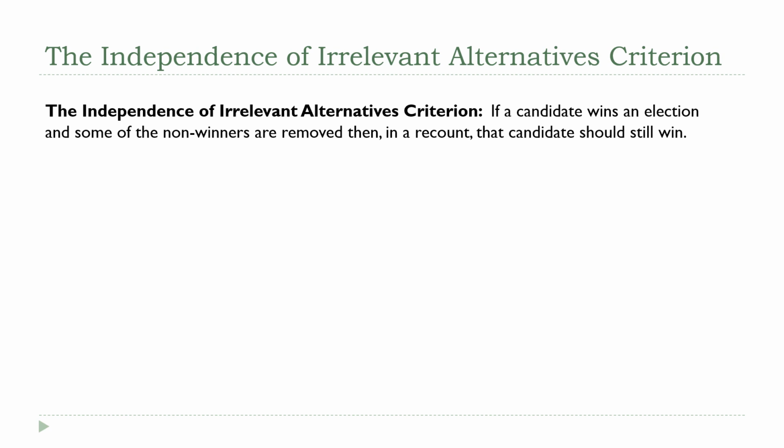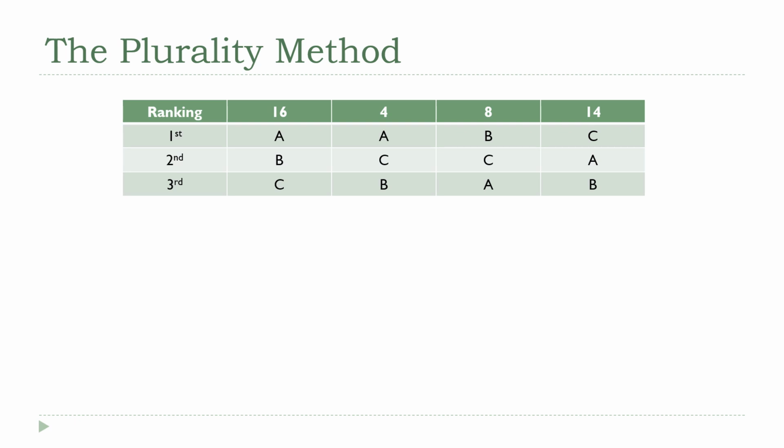Okay, so again, let's look at another example here. This is the same preference table that we saw in the previous example, using the plurality method. Again, with that approach, candidate A wins. They've got 20 votes versus 8 for B versus 14 for C.